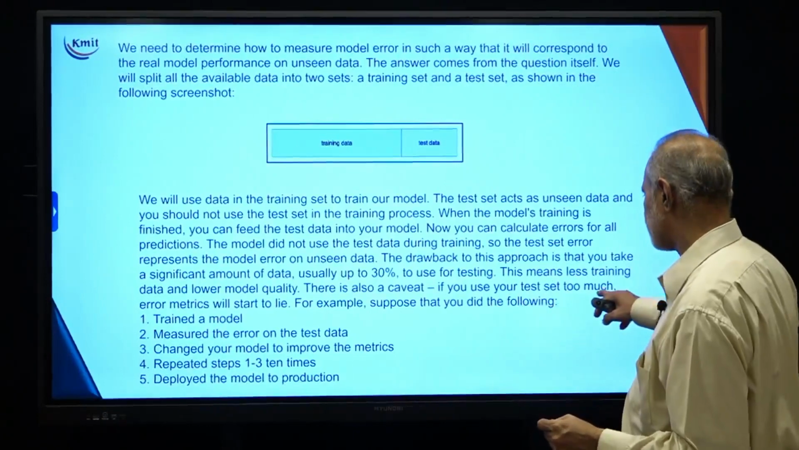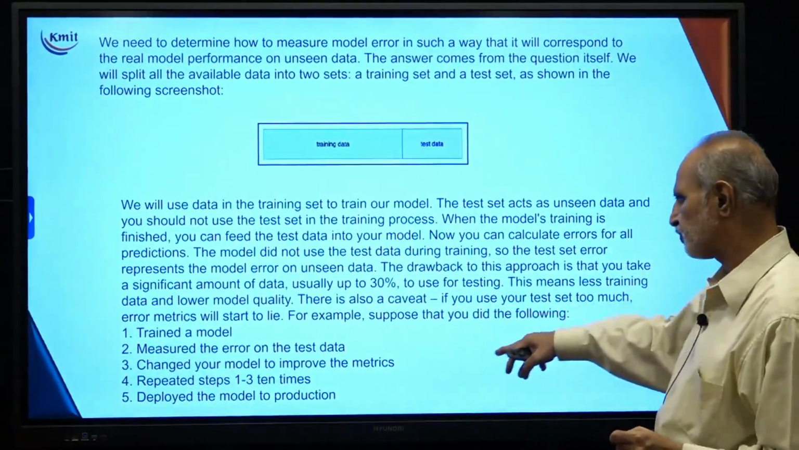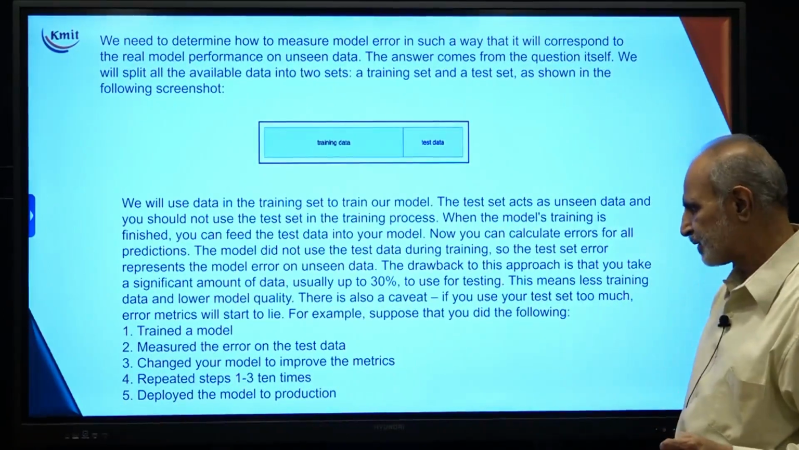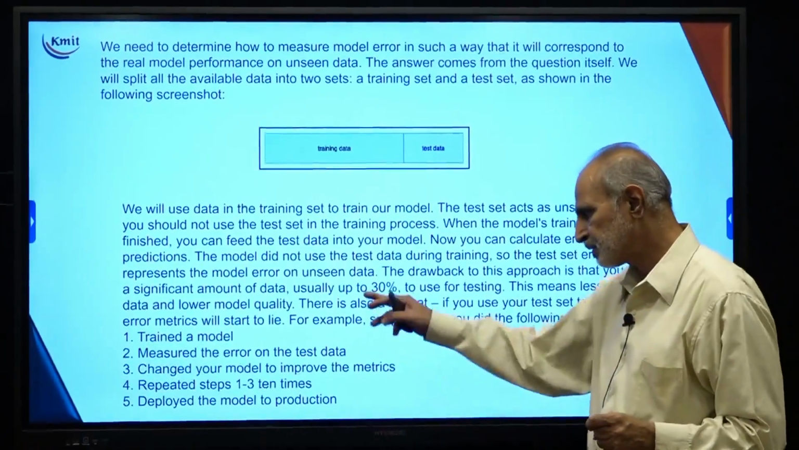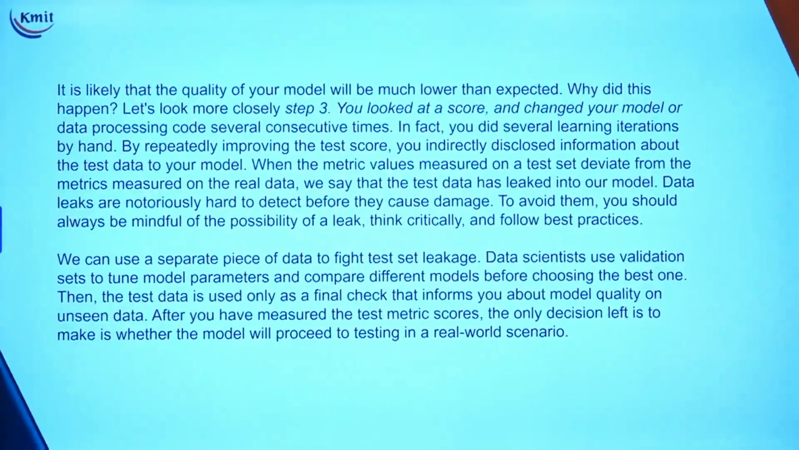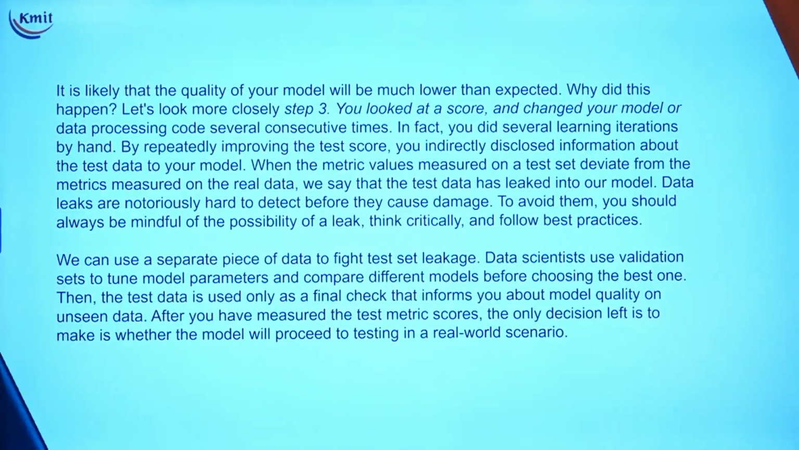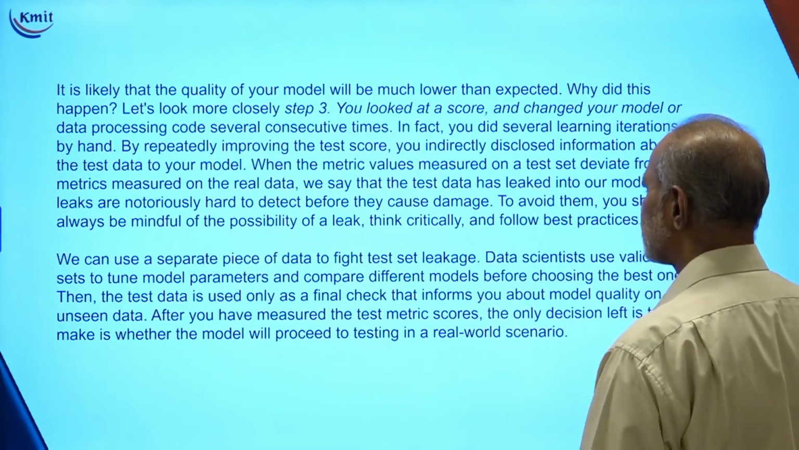If you use the test data too much, the error metric will start to lie. For example, suppose you did the following: train the model, measure the error on the test data, change the model and improve the metric, repeat this, and at the end deploy the model. This is the process we go for. It is likely that the quality of our model will be much lower than expected. Why is this happening? Let us look more closely.